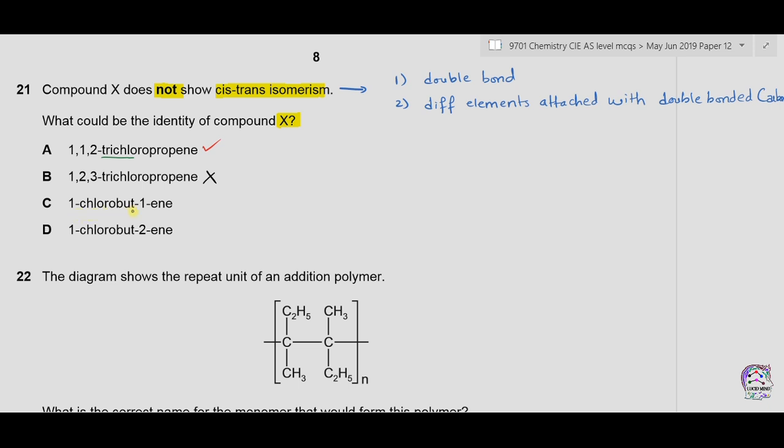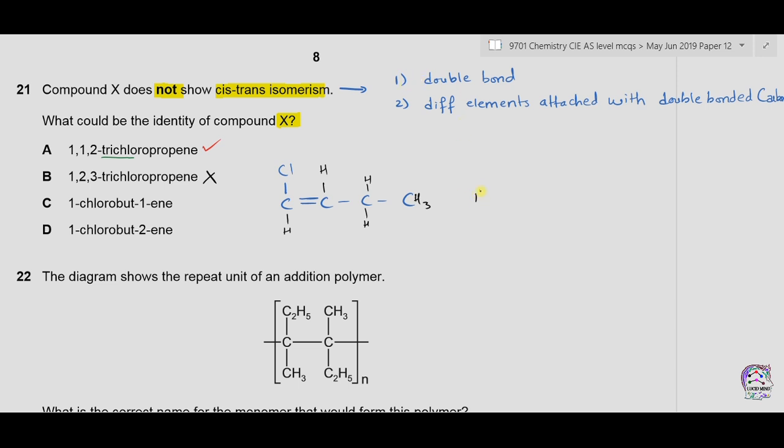C is 1-chloro-but-1-ene. So we have 4 carbon atoms. As it is 1-ene, so therefore the double bond is in between first and second carbon. And 1 carbon also consists of chloro, 1 chloro. Now rest of the hydrogen atoms, we have 1 hydrogen with this one, 1 with this, 2 with this, and 3 with this one. Now let's find out the condition.